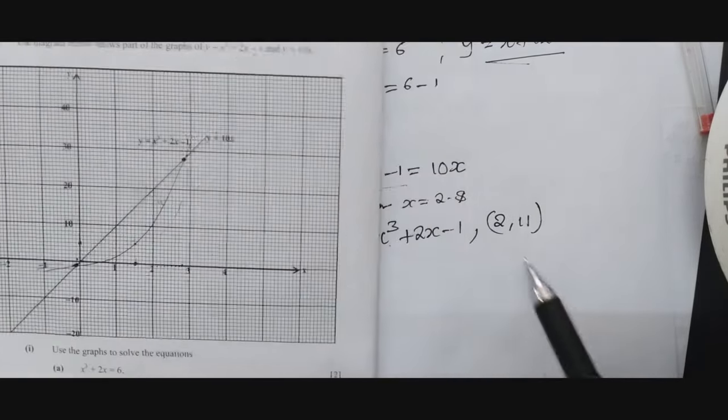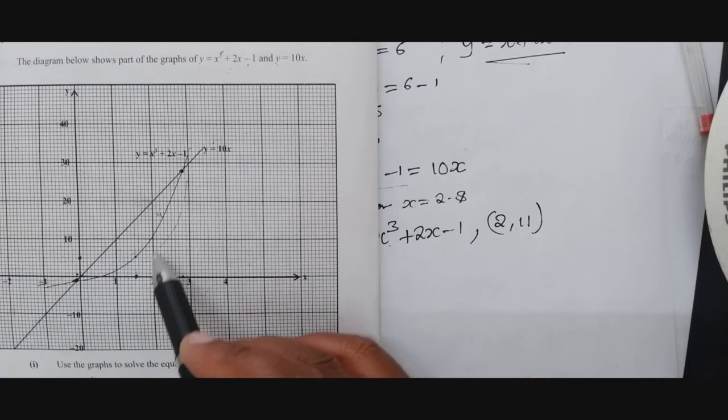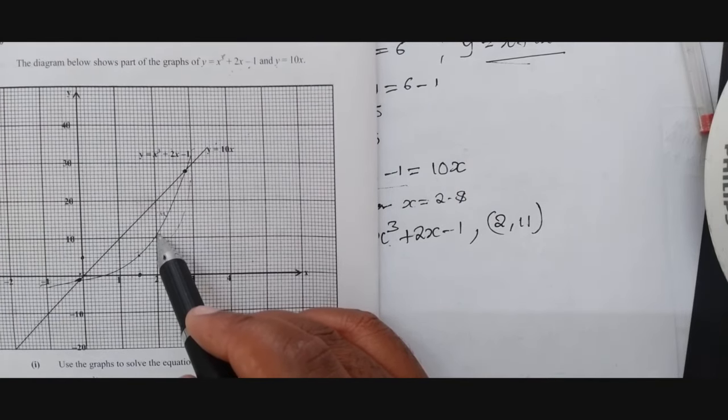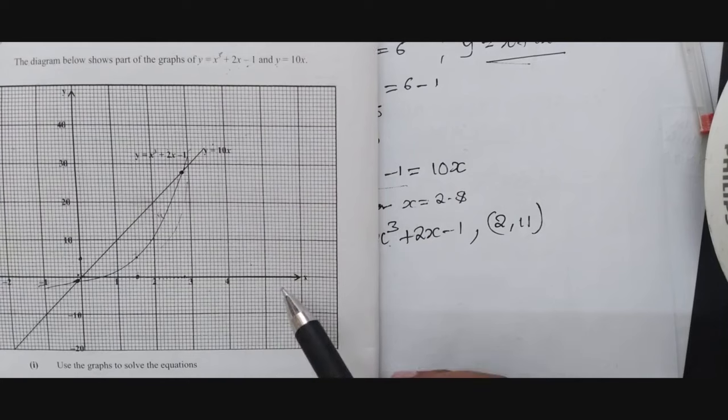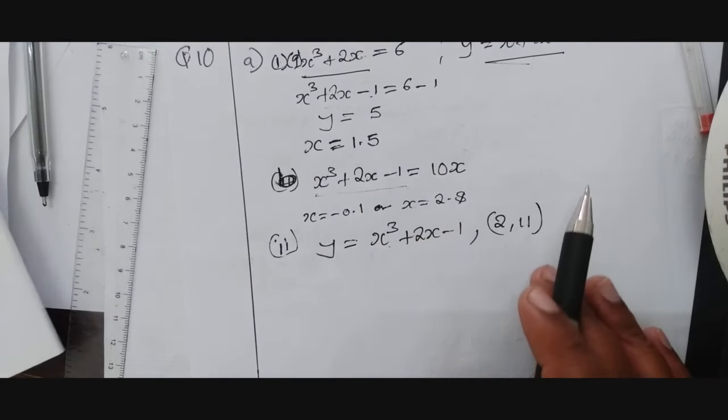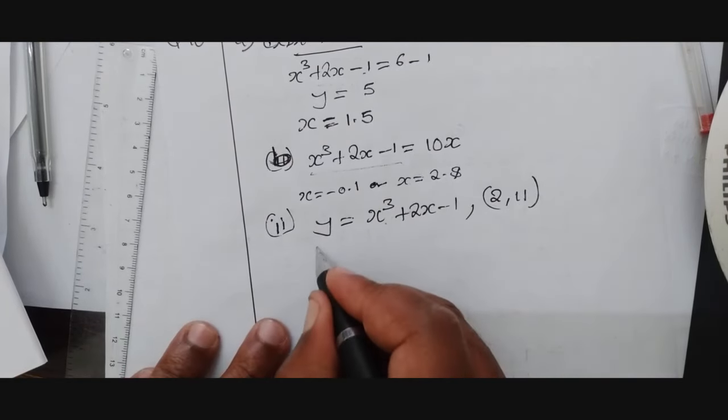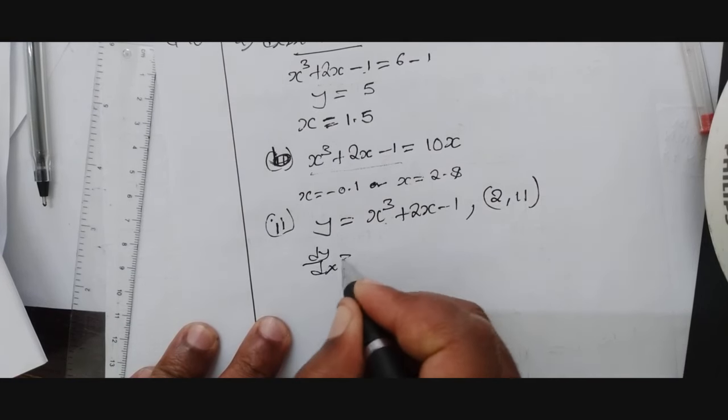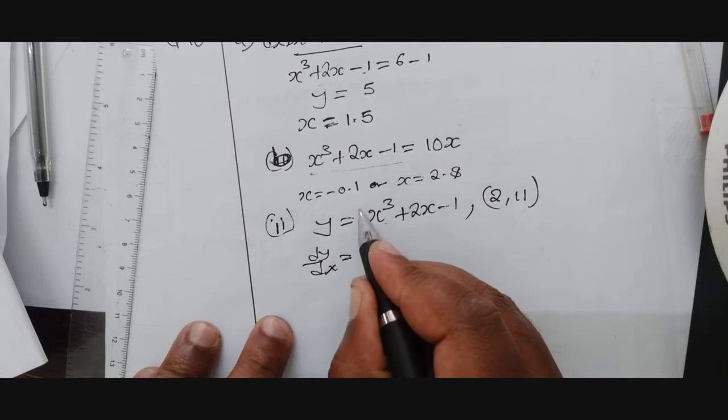You can draw the tangent at (2, 11). That is 2, somewhere here 11. Draw a line, find the gradient, or you just differentiate this. Find the derivative. So we're going to say dy/dx is equal to, there's a coefficient of 1 here.